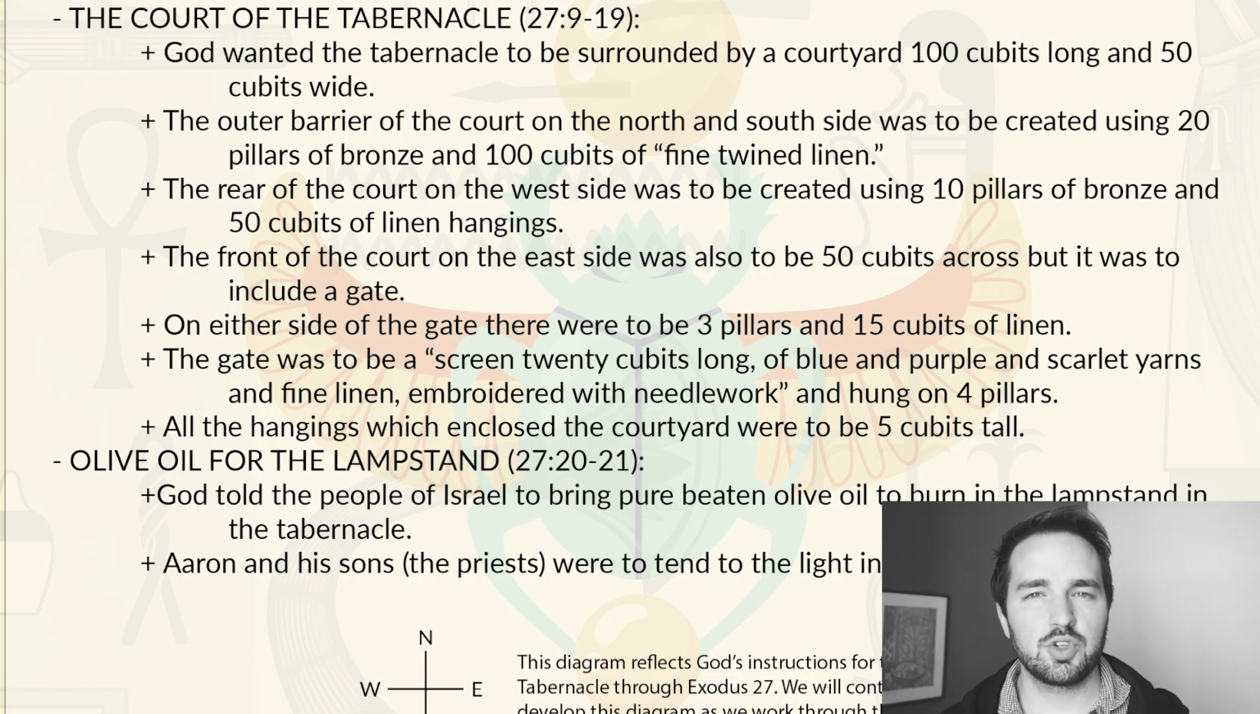The front of the court, or the entrance, on the east side was to be 50 cubits across, but it was also to include a gate so that you could get inside, obviously. On either side of the gate, there were to be 3 pillars and 15 cubits of linen. So that's 30 cubits. The other 20 were supposed to be the gate. The gate was to be a, quote, screen 20 cubits long of blue and purple and scarlet yarns and fine linen embroidered with needlework and hung on 4 pillars. All the hangings which enclosed the courtyard were to be 5 cubits tall.